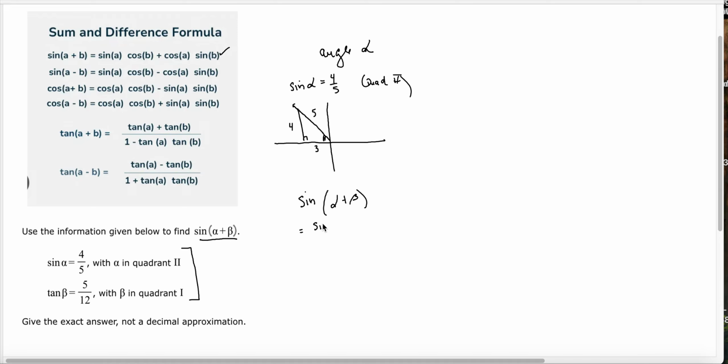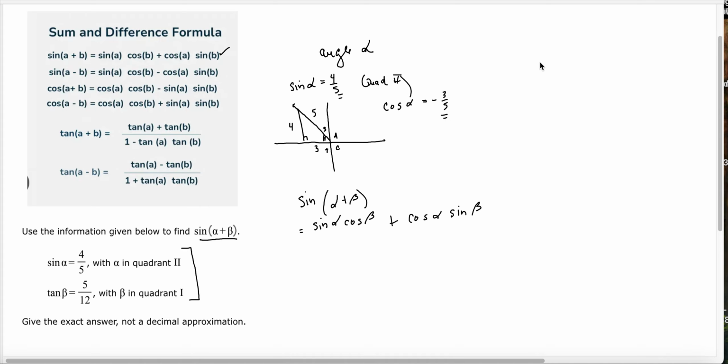We'll need sine alpha, which was given. We'll also need cosine of beta, so we'll have to do the same thing for angle beta. And then to that, we'll add cosine alpha. And then we also will need sine of beta. Again, sine of alpha was given. So I'm going to jot down the value for cosine alpha since I'm going to need that too. Remember, I also want to think about what's positive where. Cosine is negative in quadrant 2, so it's going to be negative the adjacent side over the hypotenuse, so negative 3 over 5. So I have those two values.